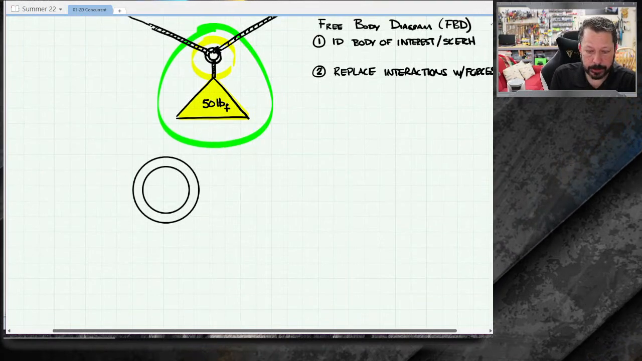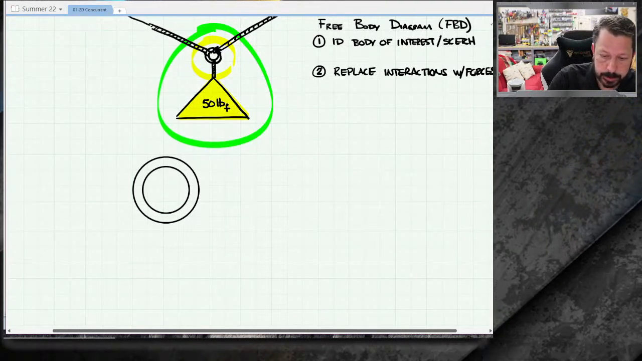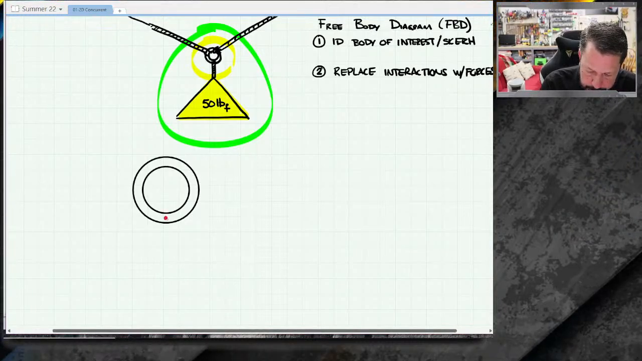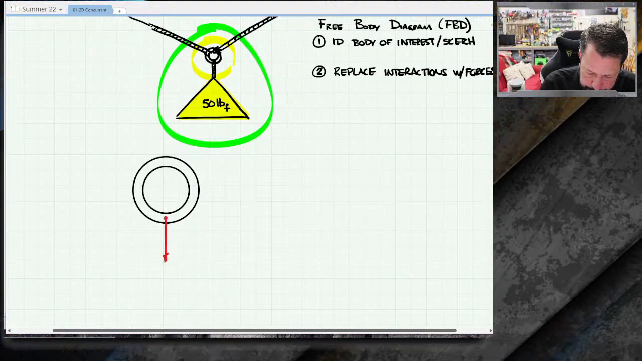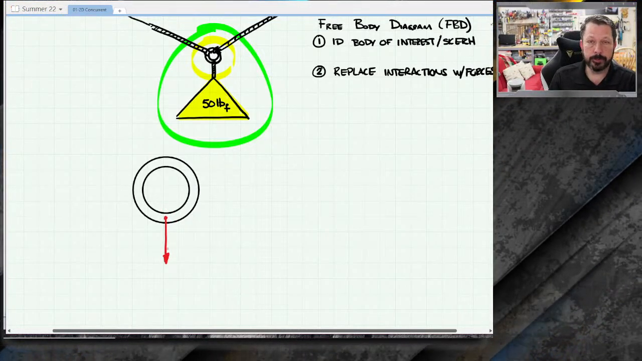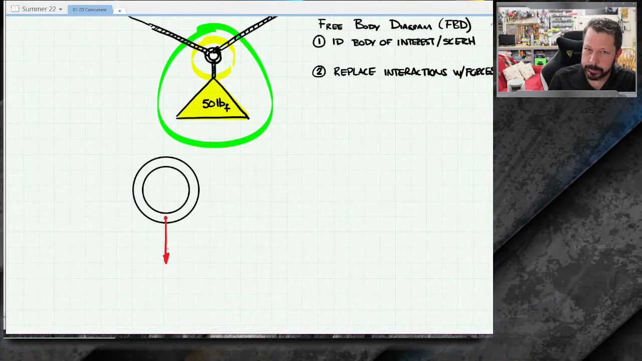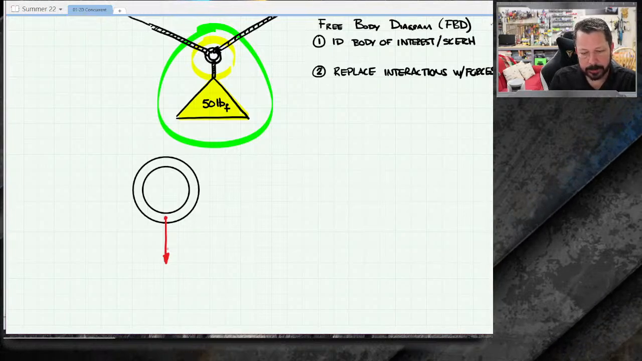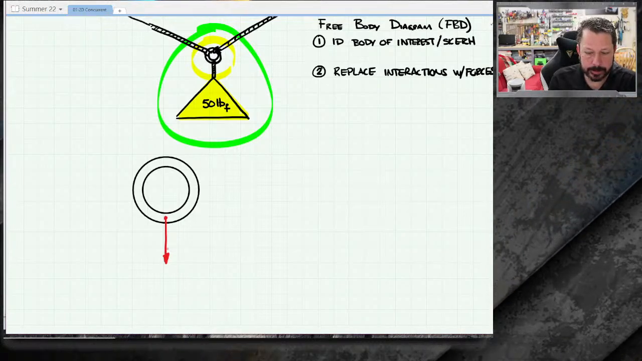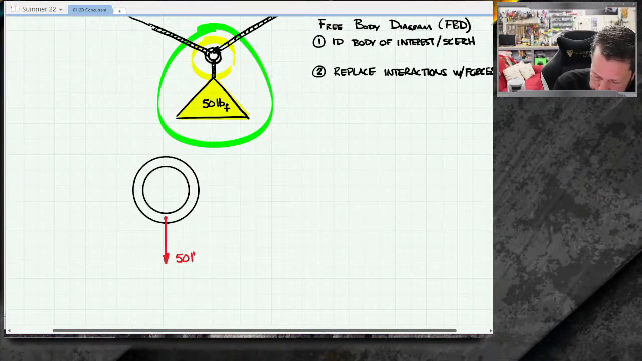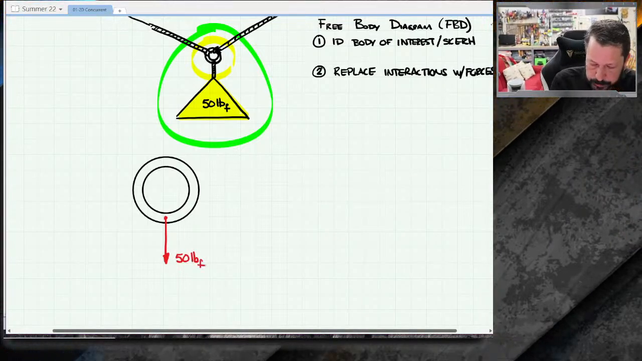I do have to include the force of these cables, though. So I'm going to say that there's one cable here, and the tension in that should be 50 pounds. Again, I'm ignoring the weight of the actual rope itself. The 50-pound yellow triangle is way more significant than however much that rope weighs. So there's 50 pounds right here, and that is pound force.